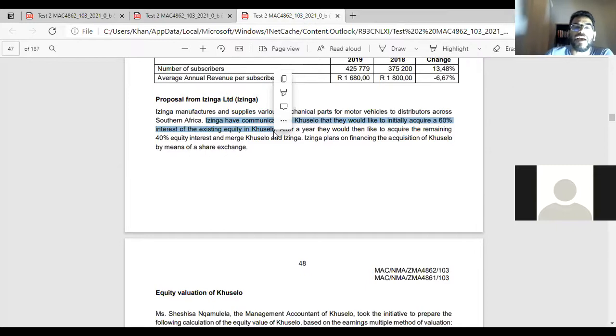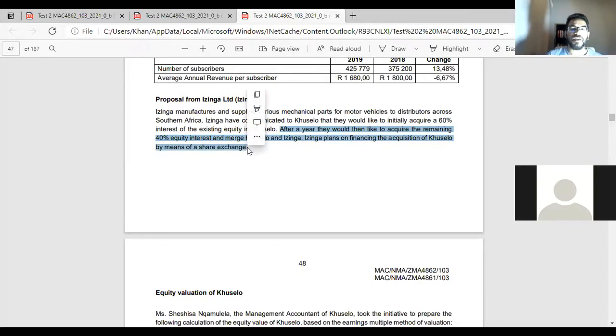So when you acquire a company for a majority stake, you may want to include a majority premium, but I'll show you afterwards. After a year, they would then like to acquire the remaining 40% equity interest, and merge Coselo and Zynga. Zynga plans on financing the acquisition of Coselo by means of a share exchange.